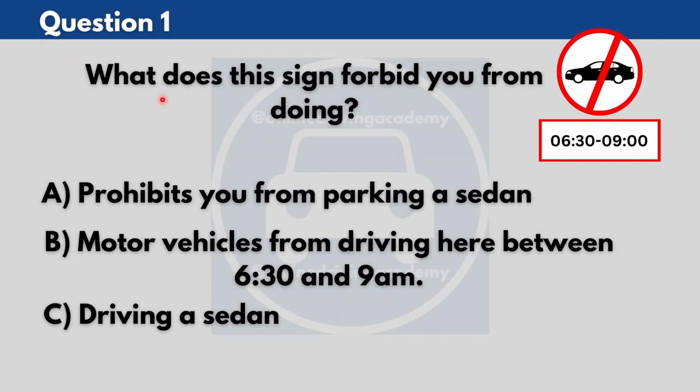Question 1. What does the sign forbid you from doing? Again, we can see there's a motor vehicle in that sign. There's a red line going through, and there's a timestamp at the bottom between 6:30 and 9 a.m. So is it option A, the sign will prohibit you from parking a sedan? Is it option B, motor vehicles from driving here between 6:30 and 9 a.m.? Or is it option C, driving a sedan? Now we know when we do see the sign, it will prohibit motor vehicles from driving here between 6:30 a.m. and 9 a.m. Therefore, option B will be your correct answer.